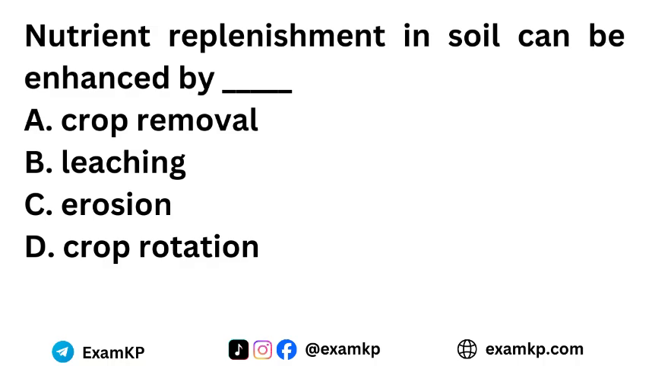Crop removal, that's literally taking nutrients away, so A is wrong. Leaching and erosion, those also remove nutrients, so B and C are wrong. That leaves us with crop rotation. And as we discussed, when you rotate with a legume like cowpea, you are adding nitrogen to the soil for the maize to use later. So the correct answer is clearly D. See how it all connects?